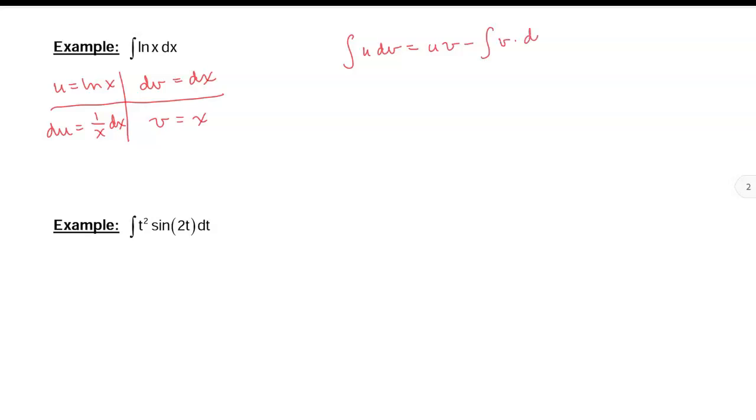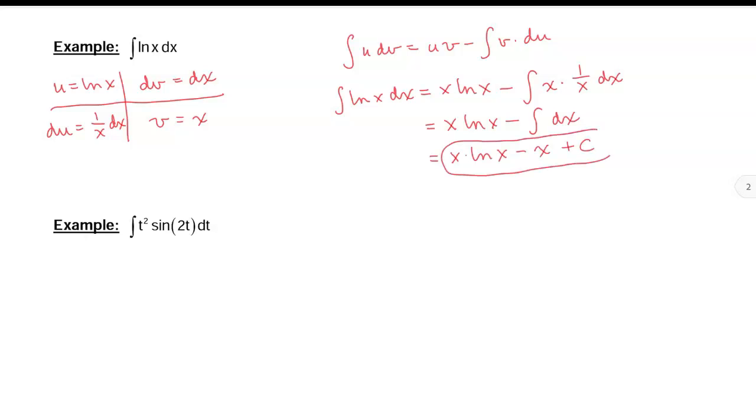Set up our formula. Remember, our formula is the integral of u dv equals u times v minus the integral of v du. So the integral of natural log x dx is u times v, so that would be x natural log x, minus the integral of v du. V is x, du is 1 over x dx. So I'm going to write x times 1 over x dx, and you'll see that the x's will cancel. So it's really the integral of dx, and the integral of dx is just x. We get x times natural log x minus x plus c.